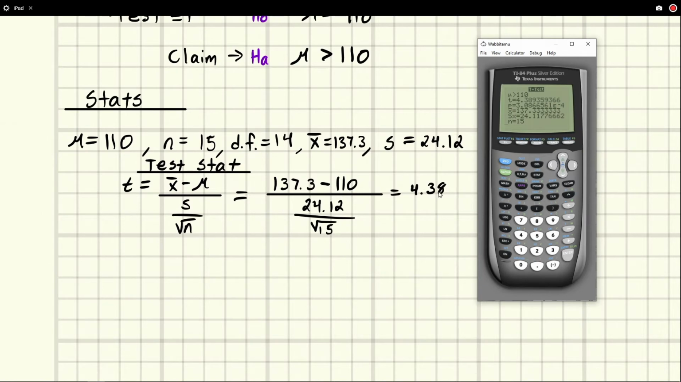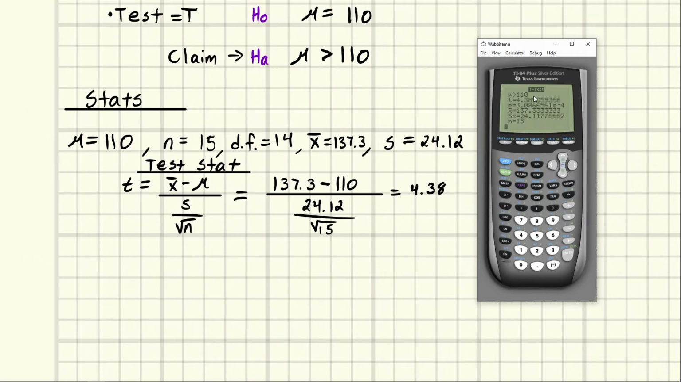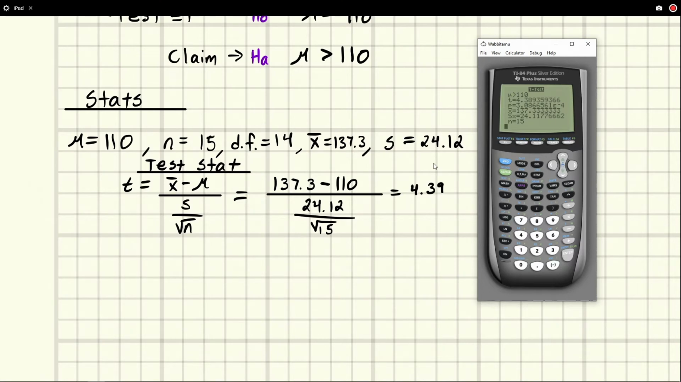Did I not round the first time? Well, let's go ahead and round right here while we're here. So the 9 would round the 8 up. So we'll have 4.39. And this is pretty much all we need.